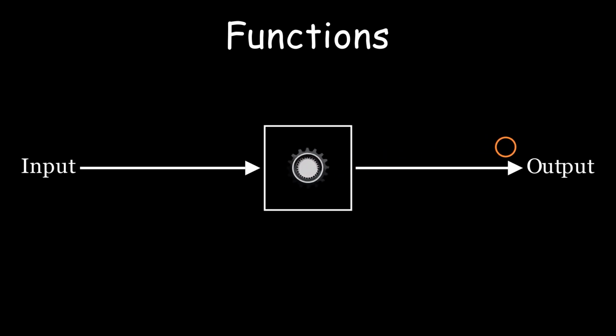Let's say our machine squares numbers. If we input the number 2, it will give us 4. If we put in -3, it will give us 9. And if we put in 0, it will give us 0, since the square of 0 is 0.